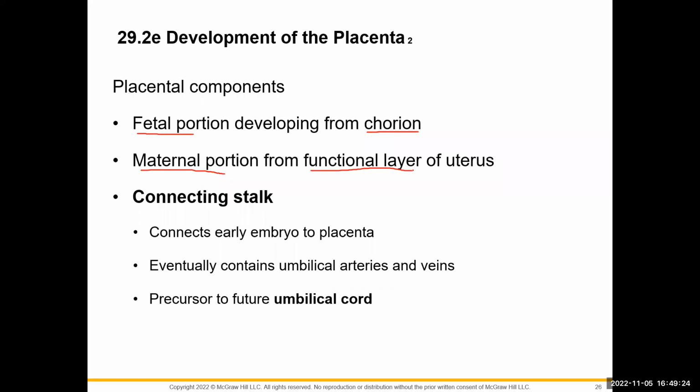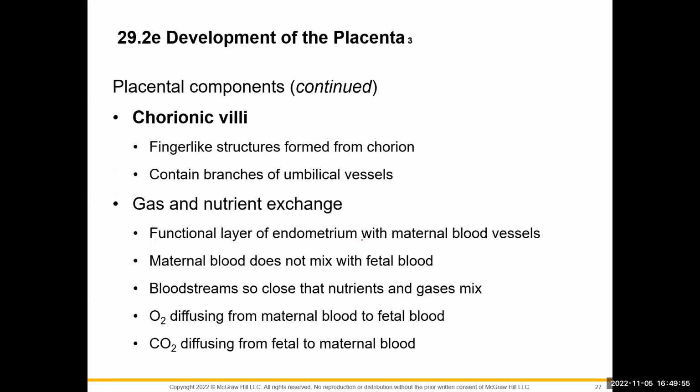So during the formation of the placenta, we are going to develop this structure called the connecting stalk. And like the name says, connecting, it's going to connect some structures to one another. It is going to connect the embryo to the placenta. Eventually, this will become the umbilical cord. The umbilical cord contains the umbilical arteries and the umbilical vein. So this is the early part of that umbilical cord that we're familiar with, the cord that comes off of your umbilicus, your belly button, and attaches onto the placenta. So that's the early part.